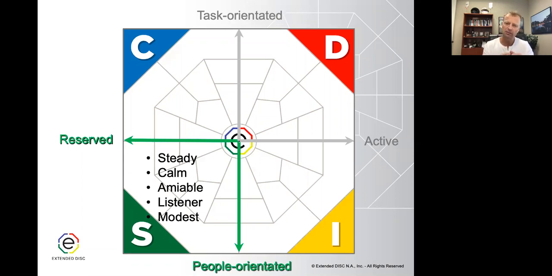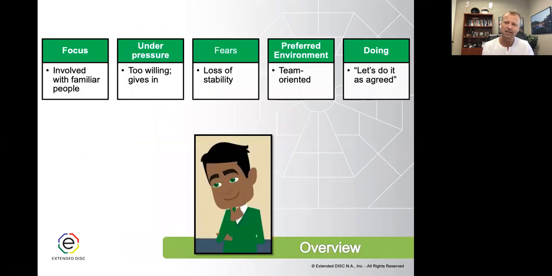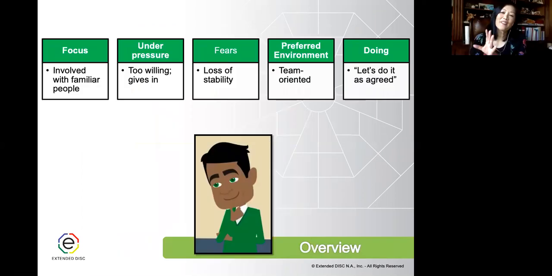Now, the last thing I want to say about S styles is that they are the most challenging to identify. So if you flip that over, if you have a challenge identifying somebody's style, there's a good chance they are an S. Exactly. I always say, if you don't know, start with S first and work backwards. That's right. Good point.